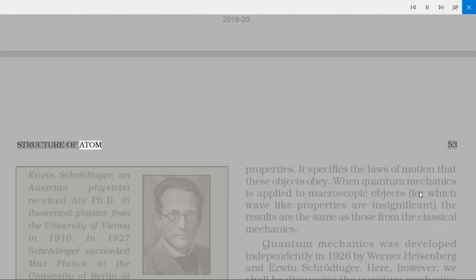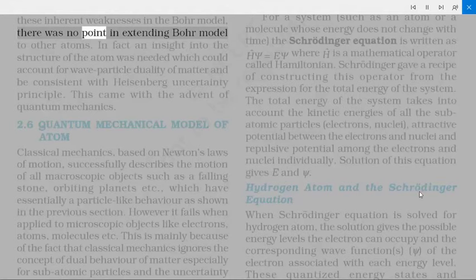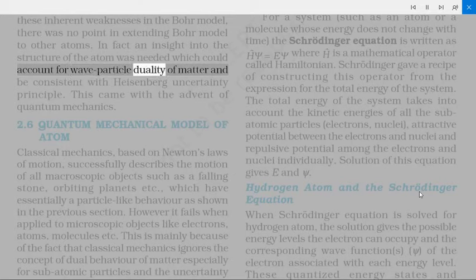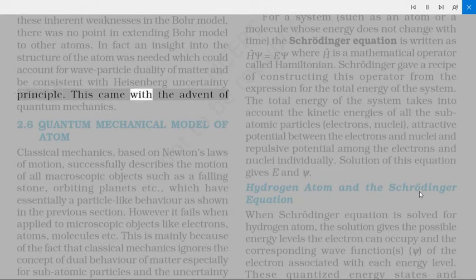Structure of atom. Given these inherent weaknesses in the Bohr model, there was no point in extending the Bohr model to other atoms. In fact, an insight into the structure of the atom was needed, which could account for the wave-particle duality of matter and be consistent with the Heisenberg uncertainty principle. This came with the advent of quantum mechanics.